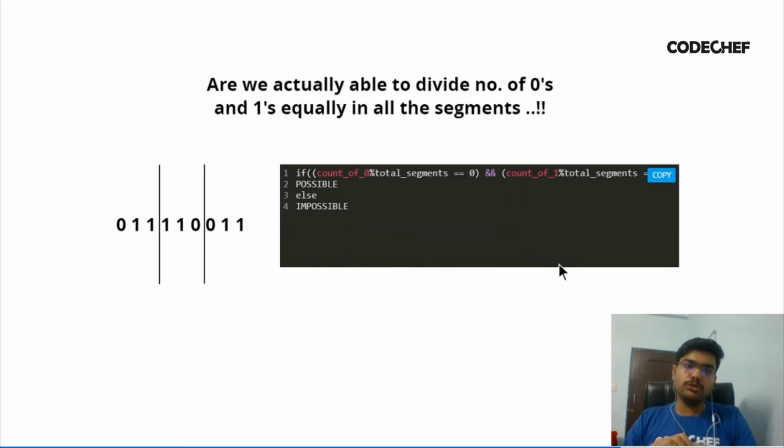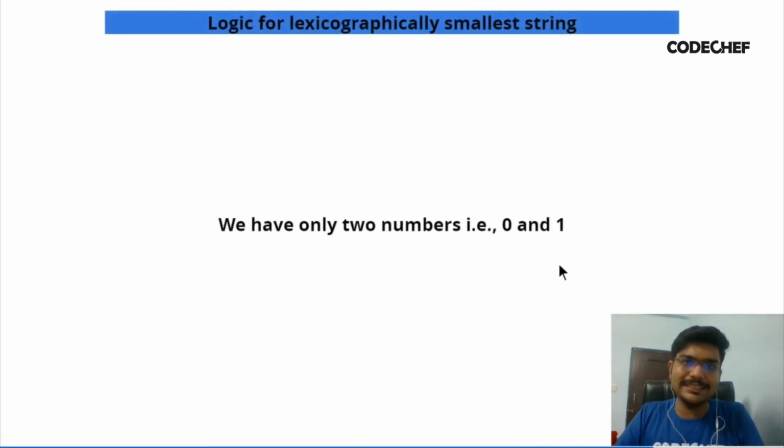So if the count of total number of 0 modulo total segments equals 0, and the count of total number of 1 modulo total segments equals 0, that means the answer is possible, otherwise the answer is impossible. So this is the first possible condition. And now let's look at the second part of this problem.